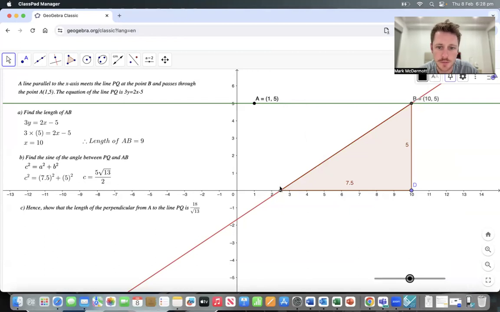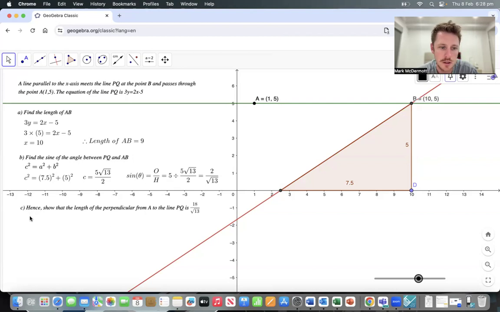Now, we know that sine is equal to opposite over hypotenuse, just from our trig ratios. So we're going to take 5, which is this length here, and divide by 5 root 13 on 2. And when you divide a fraction, you multiply and you flip it. So this becomes 10 divided by 5 root 13. Then the 5 and the 10 cancel out, so it becomes 2 on root 13. You can follow that out with pen and paper and you'll get that result.